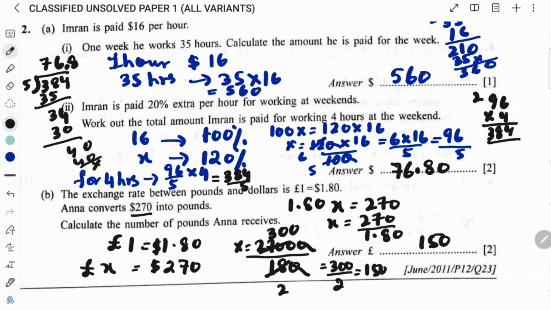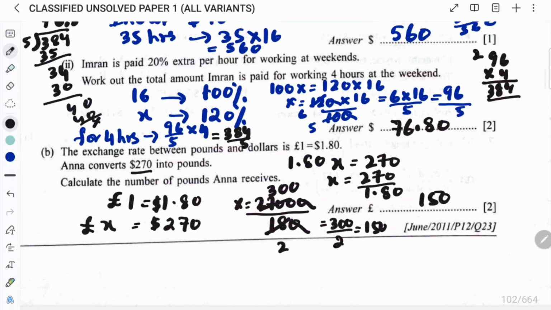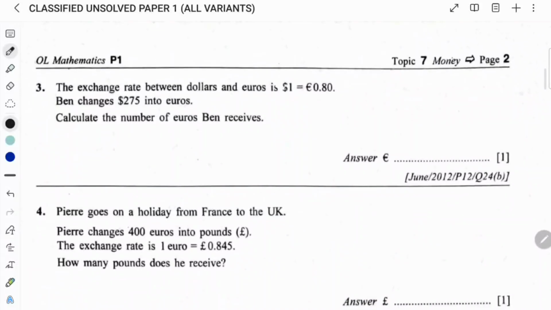In part B, exchange rate question, we wrote the pounds with the pounds and dollars with the dollars, cross multiplied, did some simplification, and we got 150 pounds. Okay, now question number 3. In question number 3, the exchange rate between dollars and euros is $1 is 0.80 euros. Ben changed $275 into euros. Calculate the number of euros Ben received. So easy question. You have to just write down the ratio method.